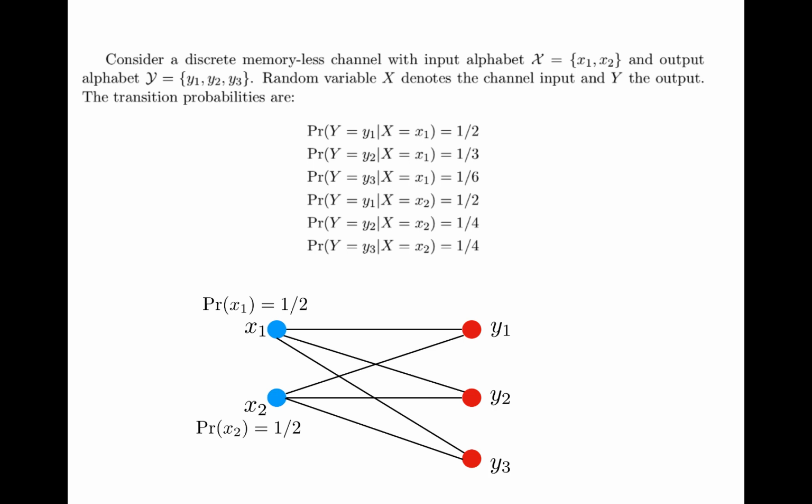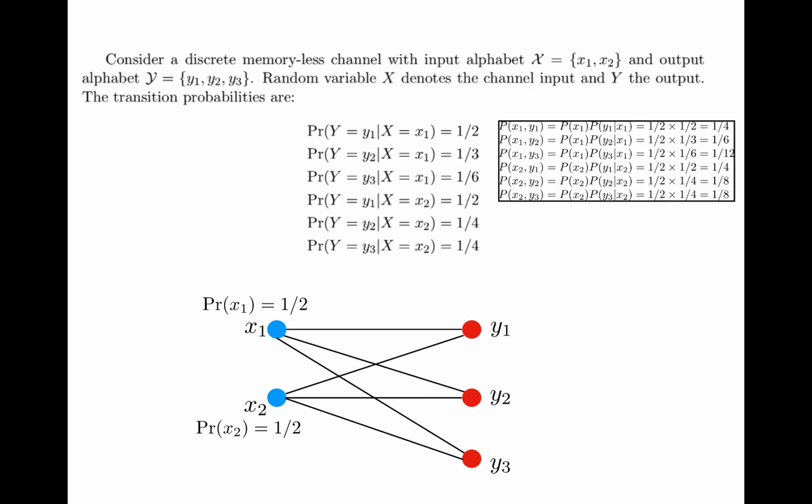So I can easily calculate the joint probabilities, and I can calculate them like this. I multiply all the associated terms and I get probability of x1 comma y1 as 1/4, probability of x1 comma y2 as 1/6, probability of x1 comma y3 as 1/12, and so on. Okay, so I have all 6 joint probabilities.